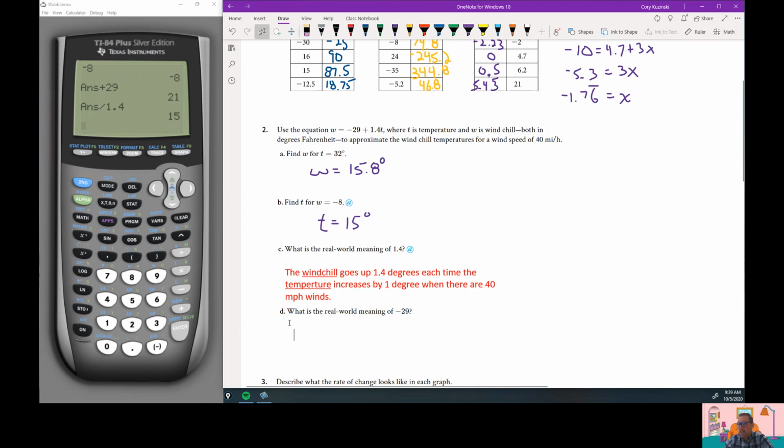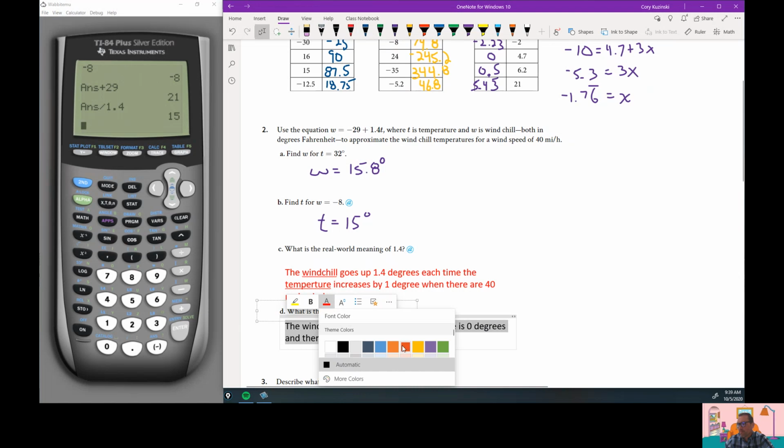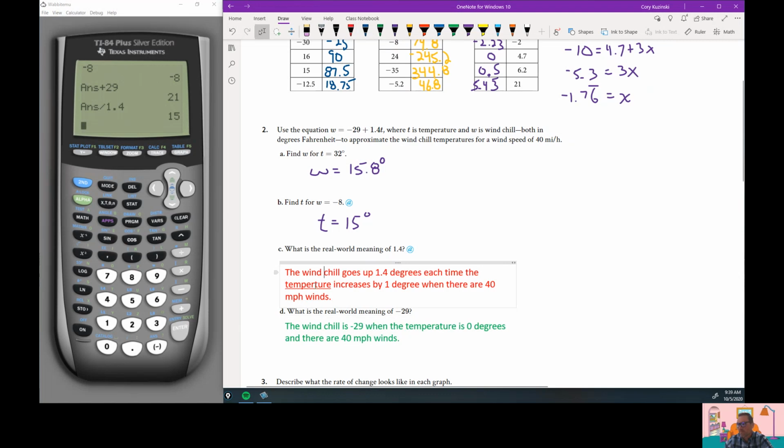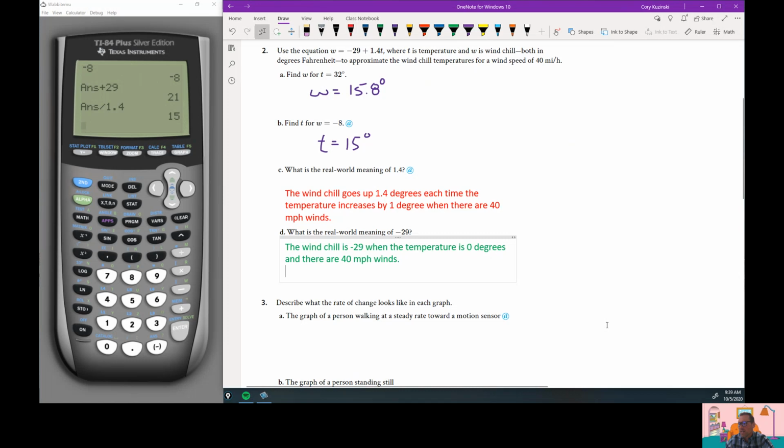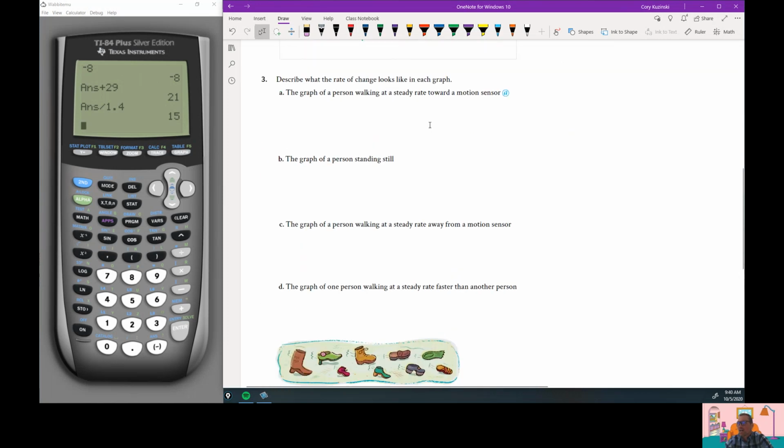All right, what's the real world meaning of negative 29? So this would mean that the wind chill, apparently that's 2 words, and I spelled temperature wrong up there. The wind chill is negative 29 when the temperature is 0 degrees and there are 40 mile per hour winds. So that's our starting amount, kind of, even though temperature can go below 0. Fix those 2 mistakes.